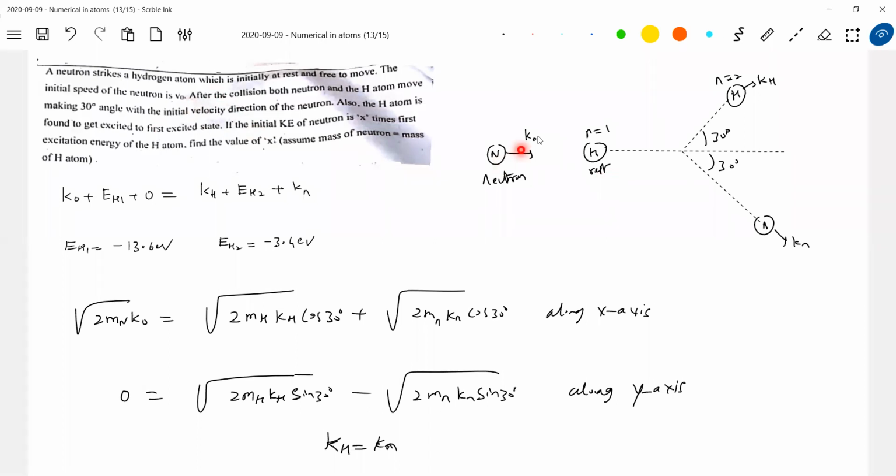So all possible permitted values of kinetic energy for the neutron so that the hydrogen atom gets excited. No, only specific values. You put EH3, then the neutron will take one more value. So for all the values of incident kinetic energy, can the neutron excite the hydrogen atom? The answer is no. Only some specific values are there. Even the neutron can deflect by 90 degrees. It's not only like this.